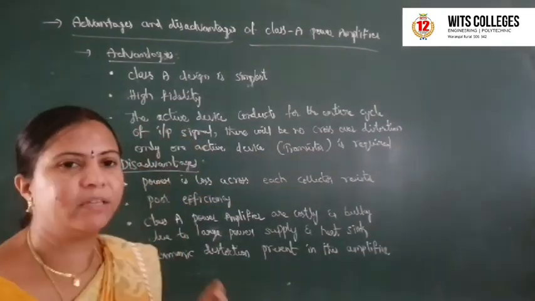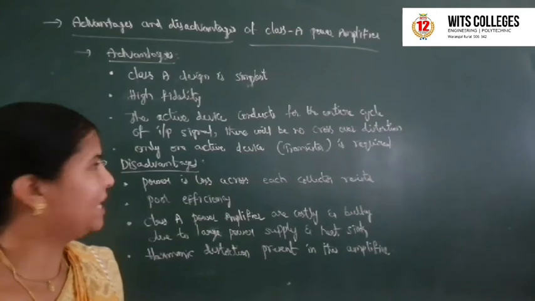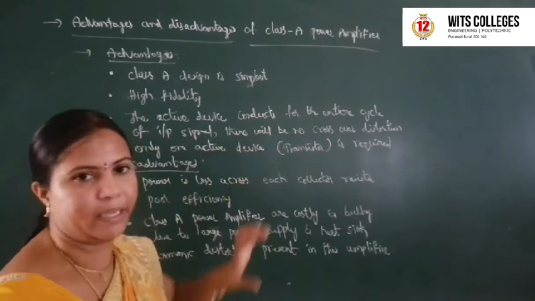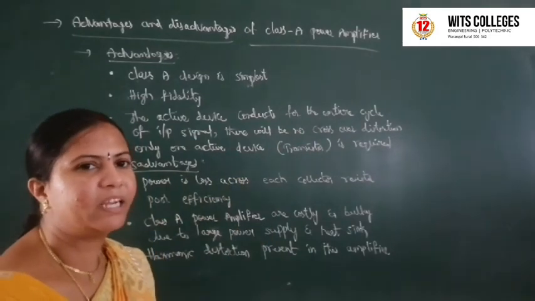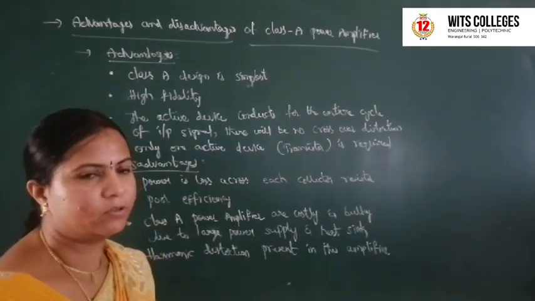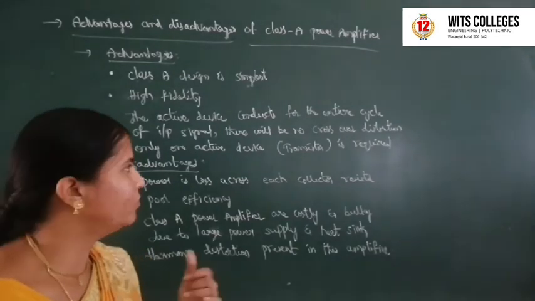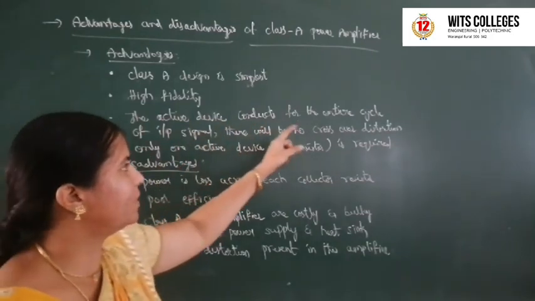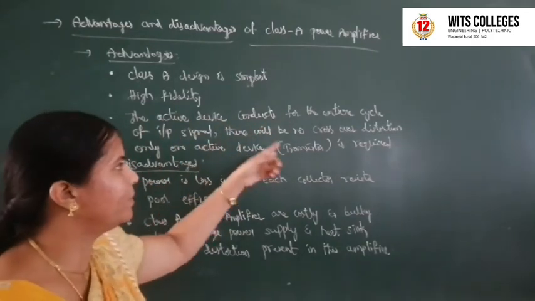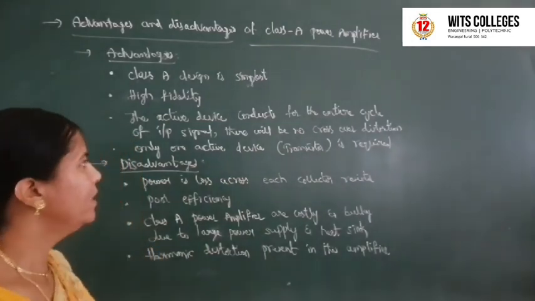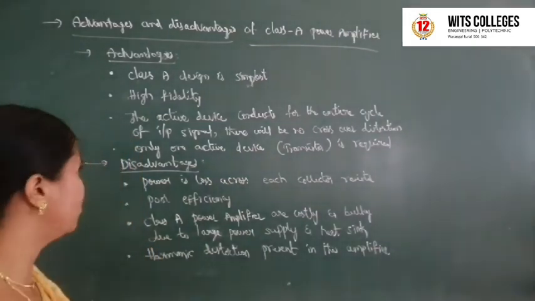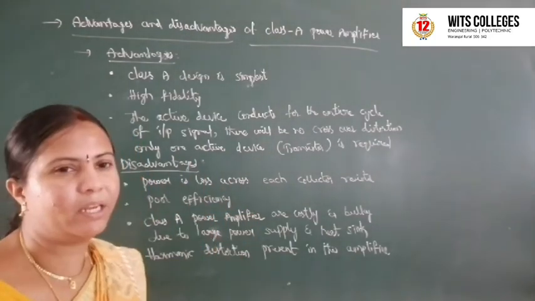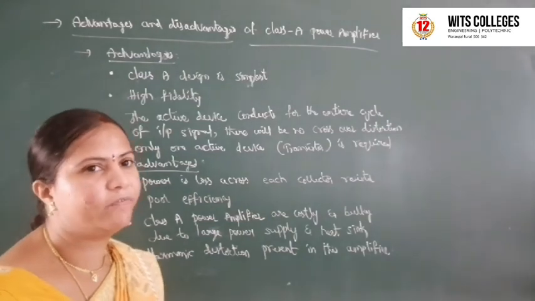Here we are using a transistor as the active device in the class A amplifier to amplify the signal. The active device conducts for the entire cycle, so the conduction period is about 360 degrees. The total full cycle is amplified. Since the active device conducts for the entire cycle of the input signal, there is no crossover distortion. Also, only one active component is used, that is, only one transistor.